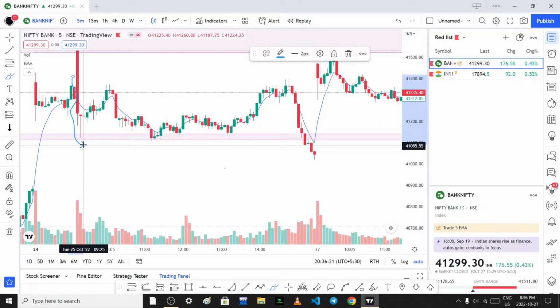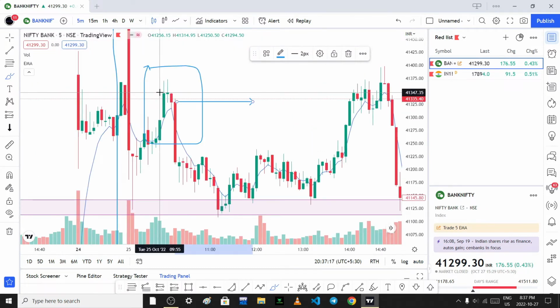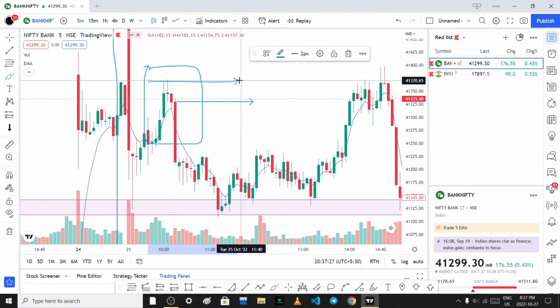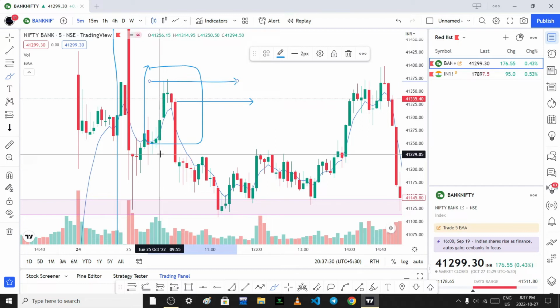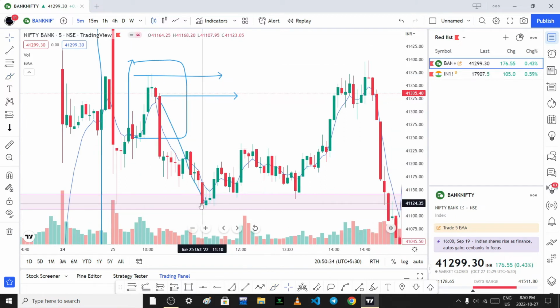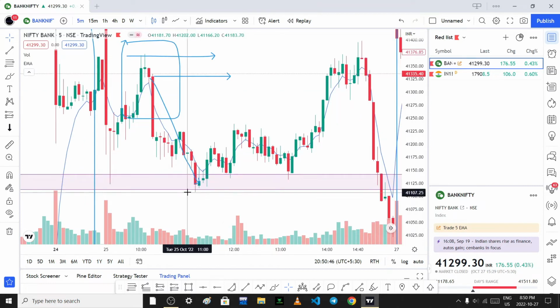Here at the level of 41,329, we have to take an entry for a short trade. As you witness on the chart, our stop loss is at the level of 41,370, a 40 rupees SL, against which we get a clear downside trend of nearly 200 points. So this is how this strategy works in the live market. Hitting a clear target of 200 points gives a risk reward ratio of 1:5. Here Bank Nifty made a low of 41,109.